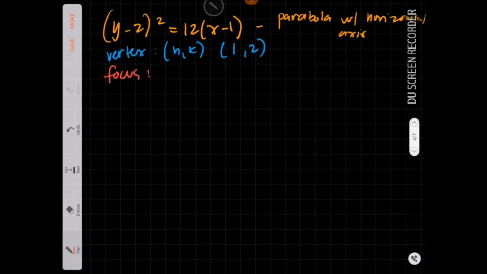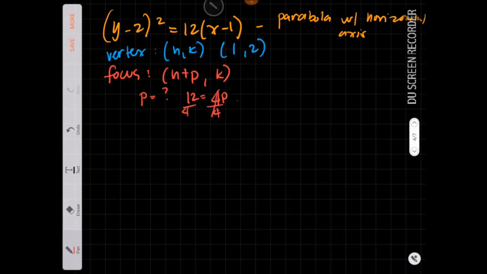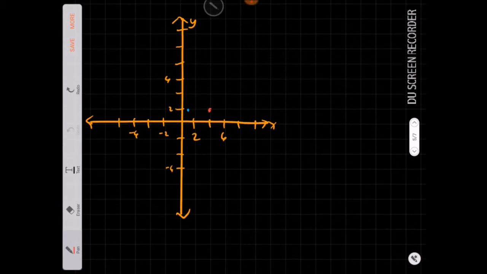Let's first determine our focus. Since this has an x-axis, we will add the p to the x-coordinate, or the h. Since 12 is equal to 4p, p is equal to 3. Therefore, our focus is 1 plus 3, 2. By simplifying it, we get 4, 2. When we plot it on the Cartesian plane, we can see that it is on the right side of the vertex. We can therefore conclude that our parabola opens to the right.